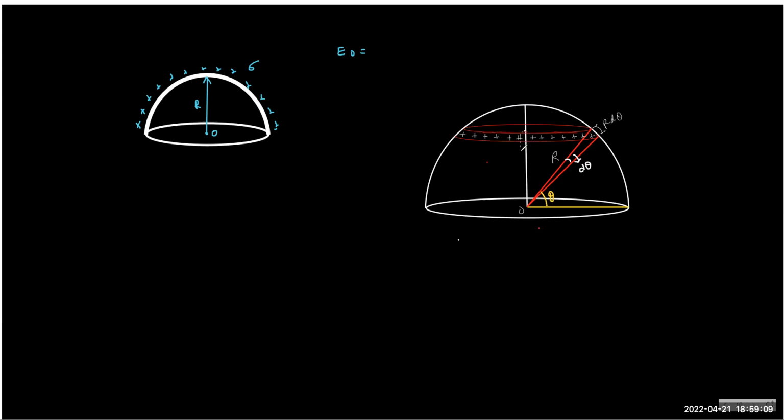Sir, r sine theta. Correct. So first of all, we need to find the dq, the charge on this elementary ring. So the dq will be equal to how much? Sigma into the radius, we have to take as 2 pi r cos theta, and into the width we take r d theta. Very good.